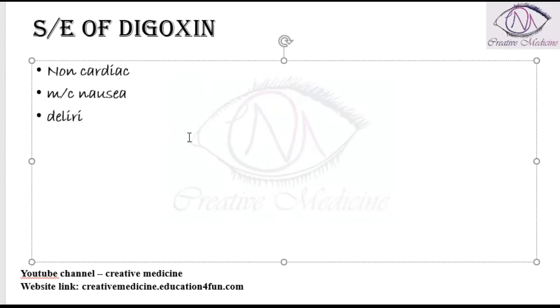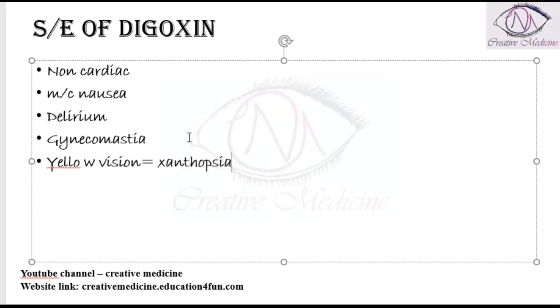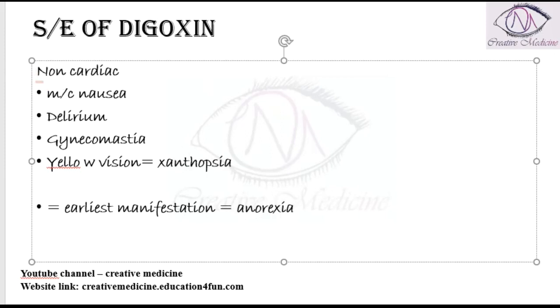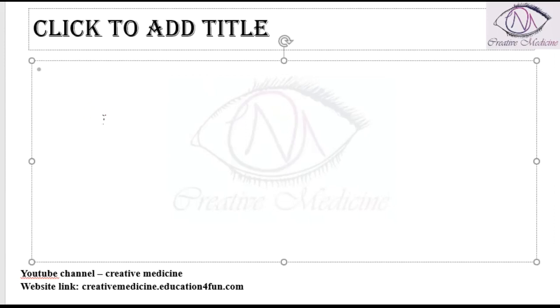The patient with digoxin toxicity can also present with delirium, gynecomastia, and yellow vision. Yellow vision is called xanthopsia. Then, if you were asked what is the earliest manifestation, anorexia is the earliest non-cardiac manifestation or side effect of digoxin toxicity.